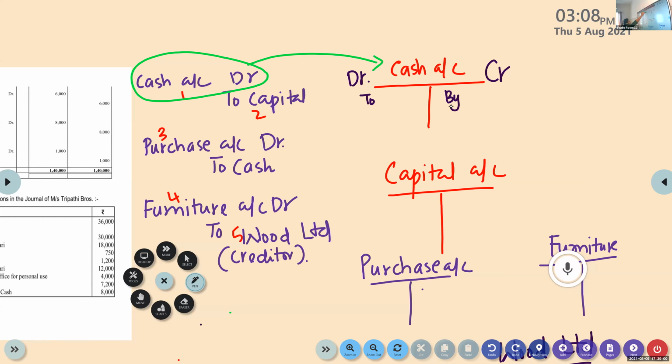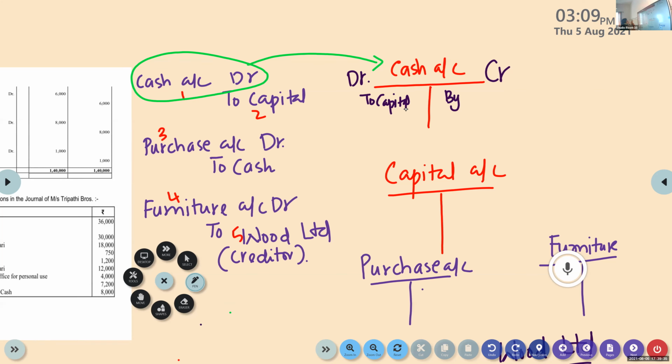Now, coming to cash account. What to do in cash account? Cash account debit. That means in the cash account, on the debit side, we want to debit an amount. What is that to be debited there? What should I write there? Anish, what should I write there? Capital. To capital. And we will write the amount in the amount column.